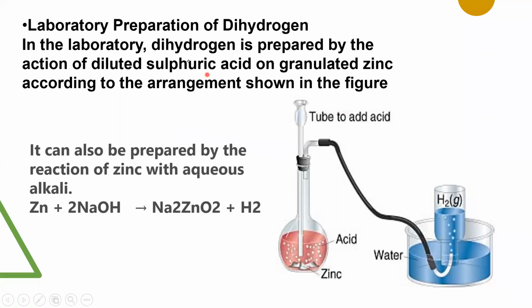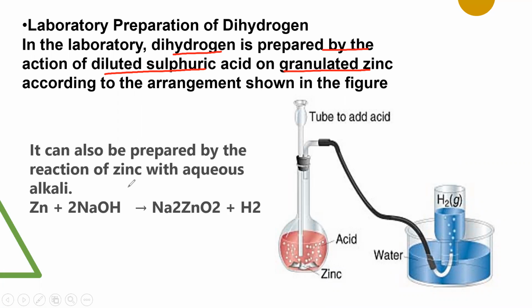Next, laboratory preparation of dihydrogen. You can see here how it is prepared in the lab. Dihydrogen is prepared by the action of dilute sulfuric acid on granulated zinc, that is, zinc granules, as shown in the figure. A round bottom flask is taken, and further it is connected to water, according to the arrangement shown in the figure.